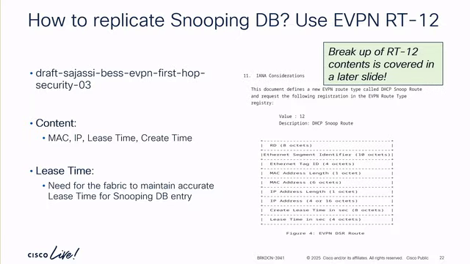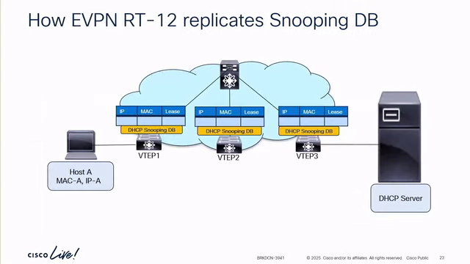Now, the breakup of route type 12, we are going to cover in one of the other slides, so just hold on for now. We'll now see how this works. We wanted this entry to be populated across the fabric, correct? This is how it happens. After DORA, just like the last time, it's populated only on VTEP 1, right?